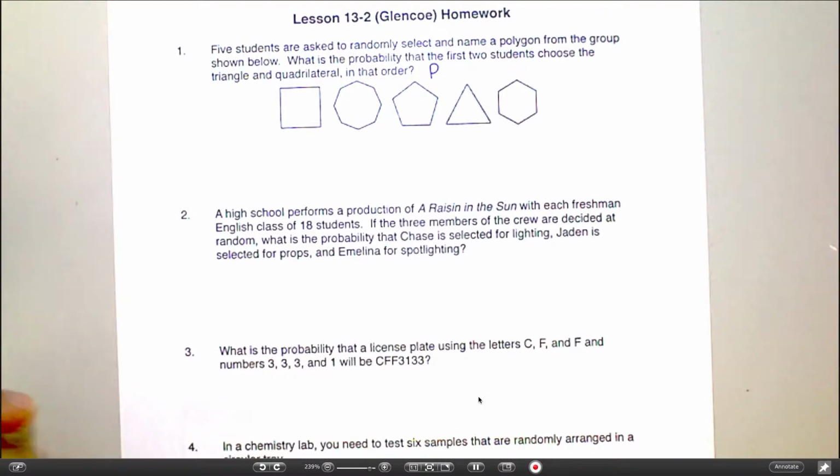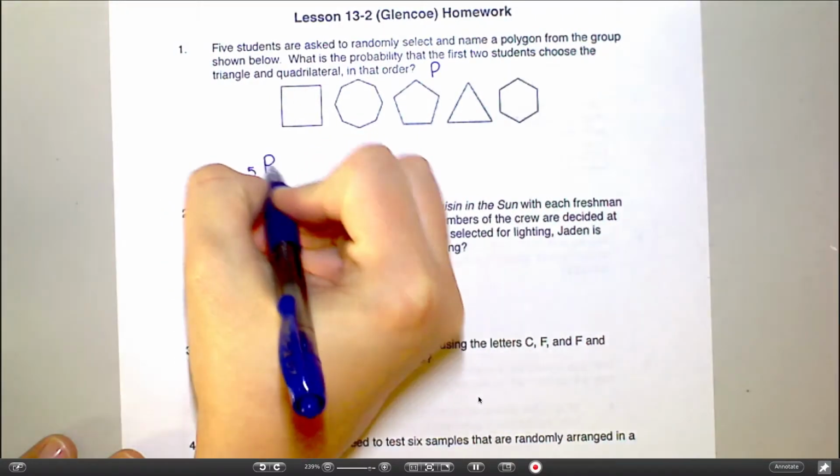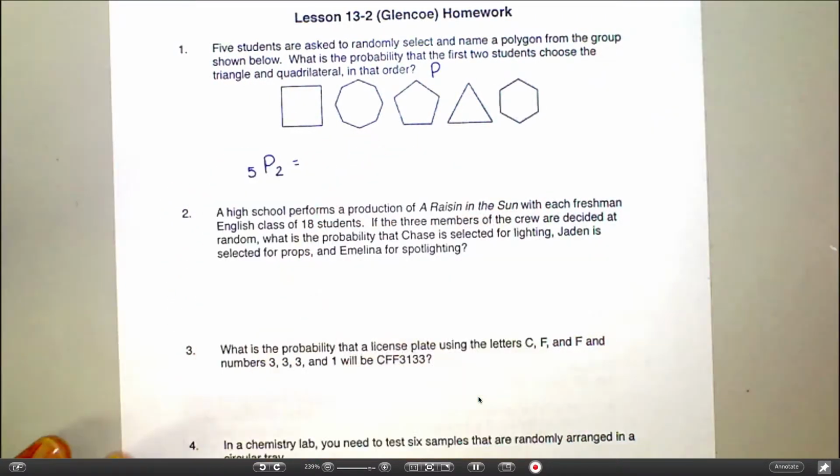So really what I want to know is, out of those 5 students, how many different arrangements are there where I could have 2 of the students come up and pick the triangle and quadrilateral? So how would I set that up as a permutation? It would be what choose what? Or what P what? Would it be 5? 5P2. Yep.